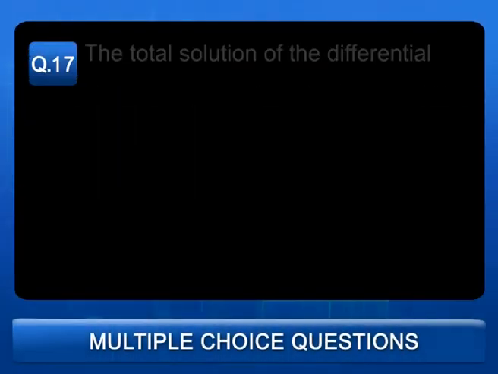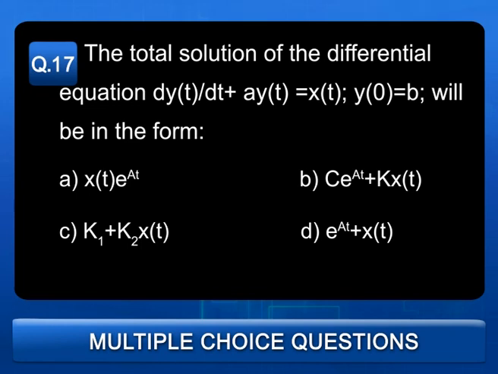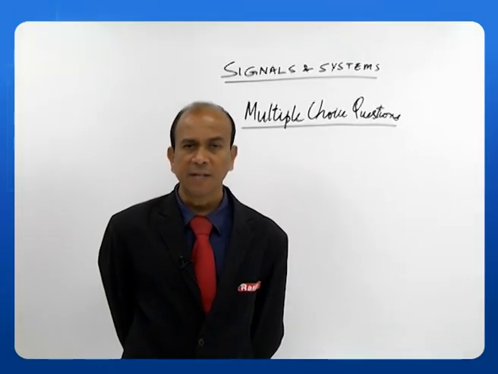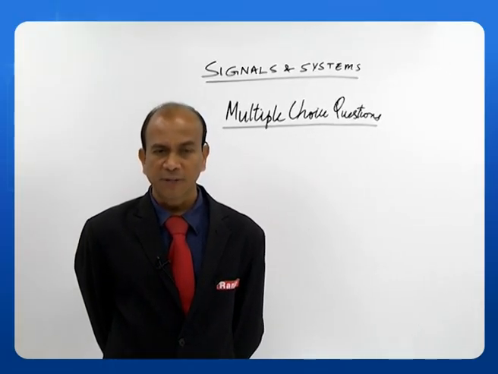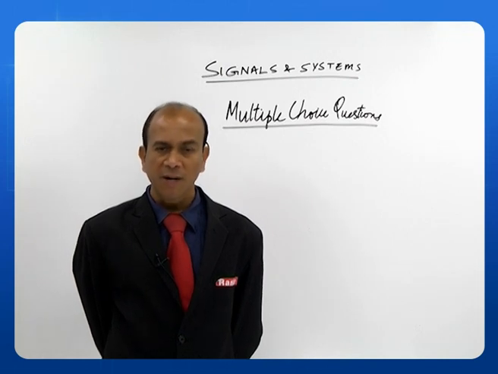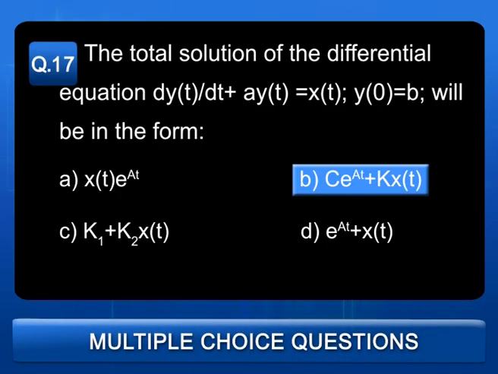Let us look at the 17th question. The total solution of the differential equation dy of t by dt plus a y of t is x of t, y of 0 is equal to b, will be in the form x of t e to the power of at, that is choice A; B. C e to the power of at plus k x of t, choice B; C. C is equal to k1 plus k2 x of t, choice C; D. D e to the power of at plus x of t, choice D. The answer is B, that is C e to the power of at plus k x of t. This is a total solution of a differential equation, and the answer is B.